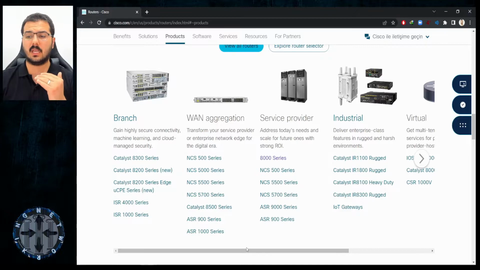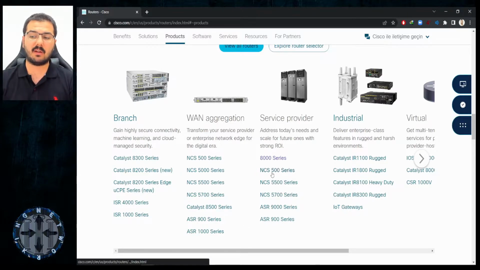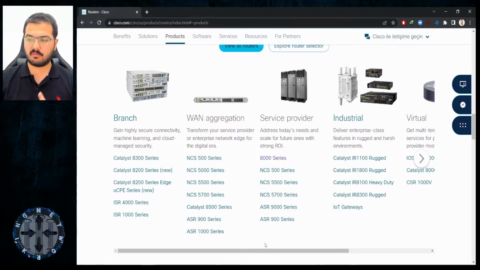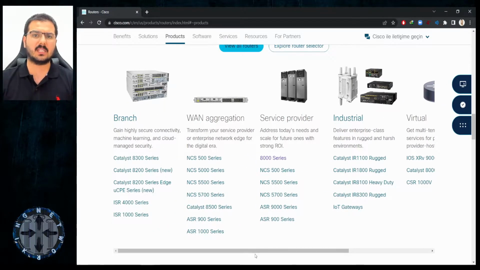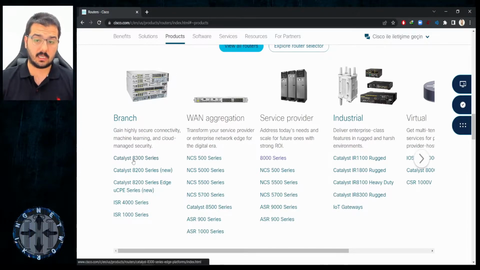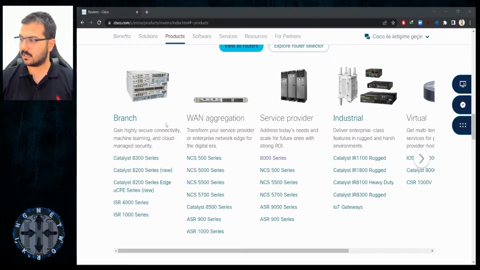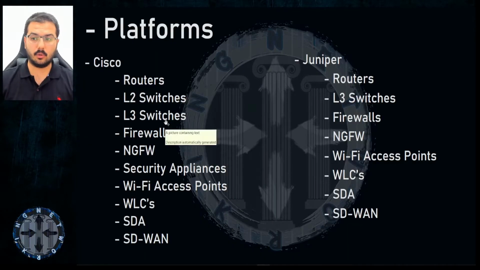NCS, different lines of production or models from NCS, including 500 something, 5000 something. Both of them can be used. I have seen all of them. All the ASRs, the ISRs, and the NCSs, I have seen them so far, but I haven't seen a real Catalyst until this moment because it was announced last year. So I need to go back to a service provider or an enterprise network, say a data center, to see if it has been installed or not.